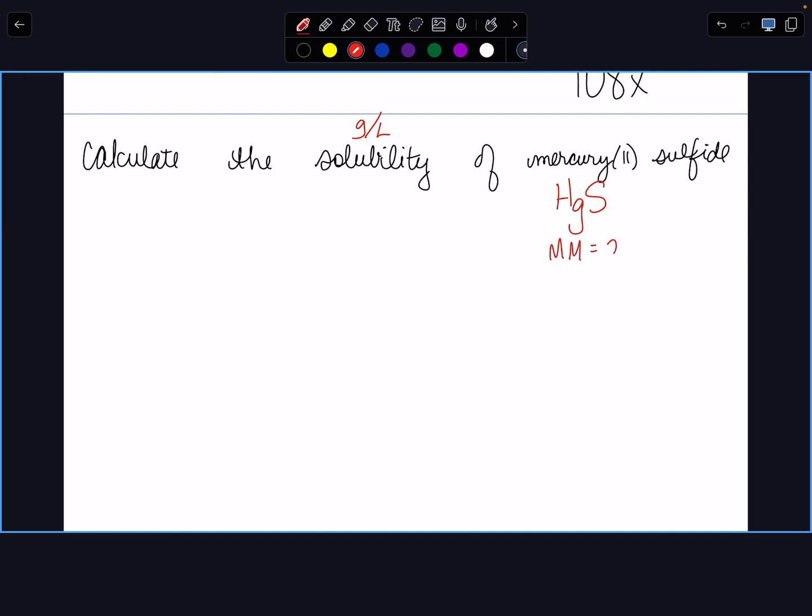Molar mass, I got 232.656 grams per mole. Are you checking my math? Mercury is 200.59 and sulfide is 32.066. Okay, I mean, that's needed. What else? How do I solve it? What else do I need to do?